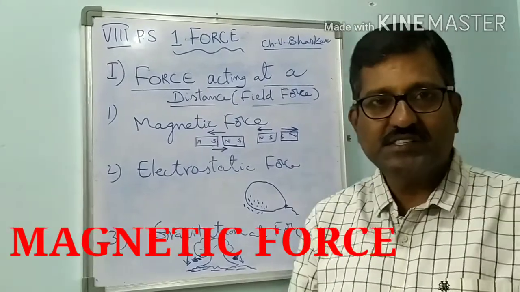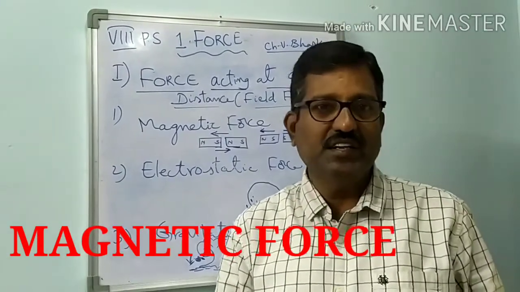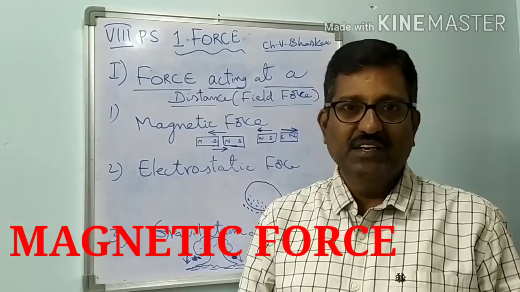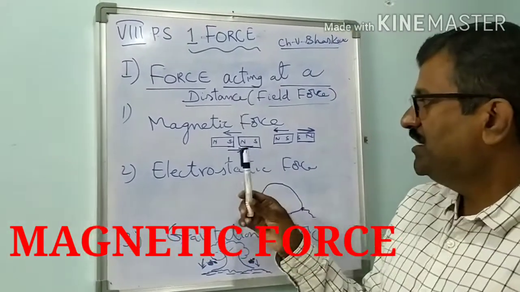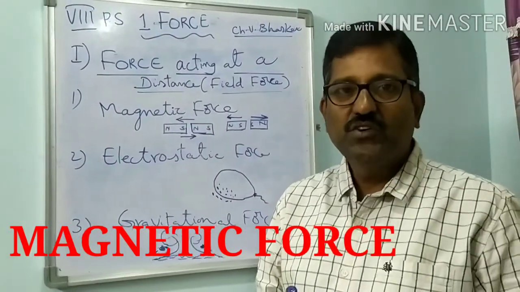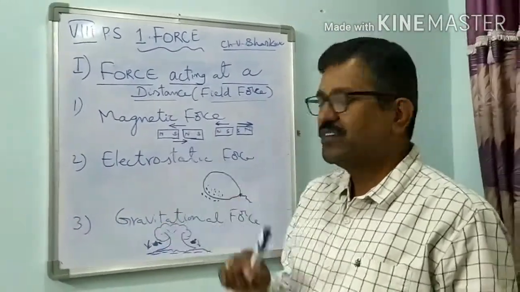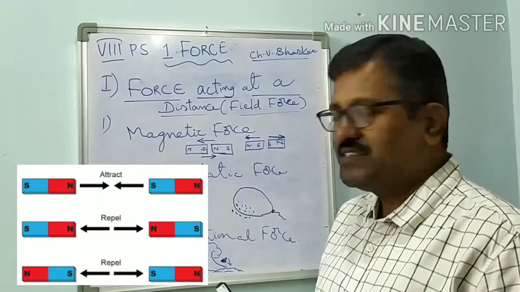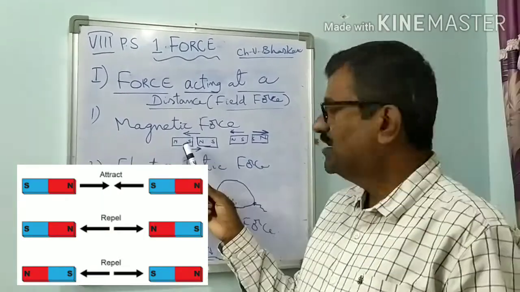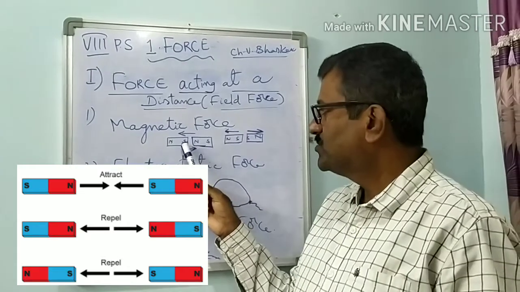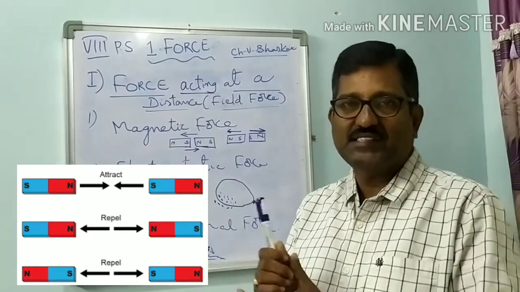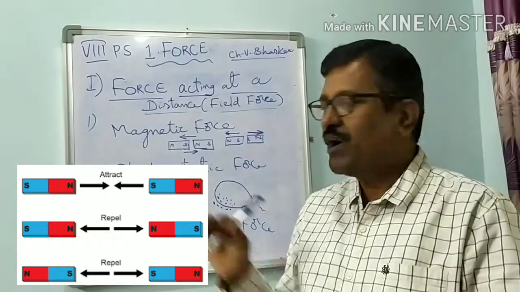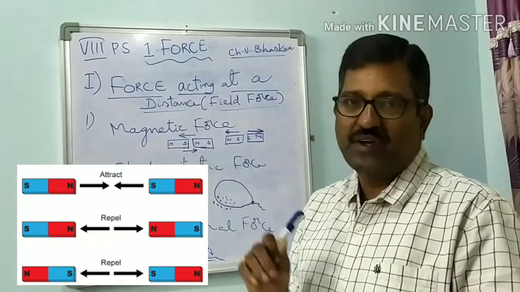In our lower classes, in 6th class, we have already studied the properties of the bar magnet. The bar magnet has two poles, north and south. We take two bar magnets and place them near to each other. The unlike poles, south and north, attract each other. They pull each other. One bar magnet pulls the other bar magnet.